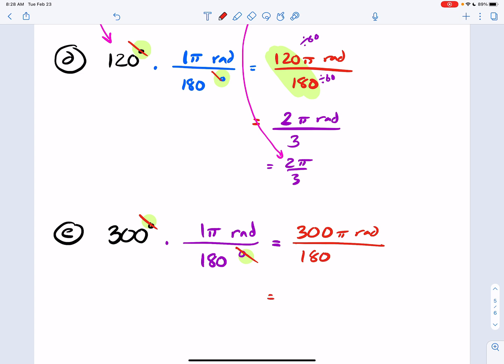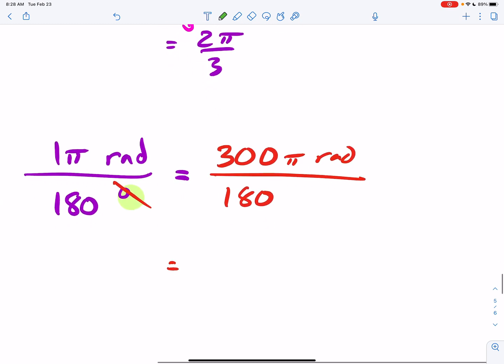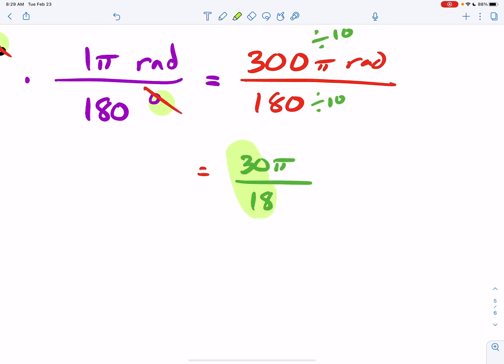Okay? So notice how these numbers are getting larger, right? So let's say you didn't know what the GCF was, right? I know that they both end in zeros, so I could easily divide these by 10. Okay, so 300 divided by 10 is 30, and 180 divided by 10 is 18, so 30 pi radians over 18. So we're allowed to make the number a little bit smaller, so it's more manageable. Okay, so now we have 30 and 18. What could I divide 30 and 18 by? Well, let's try 6.